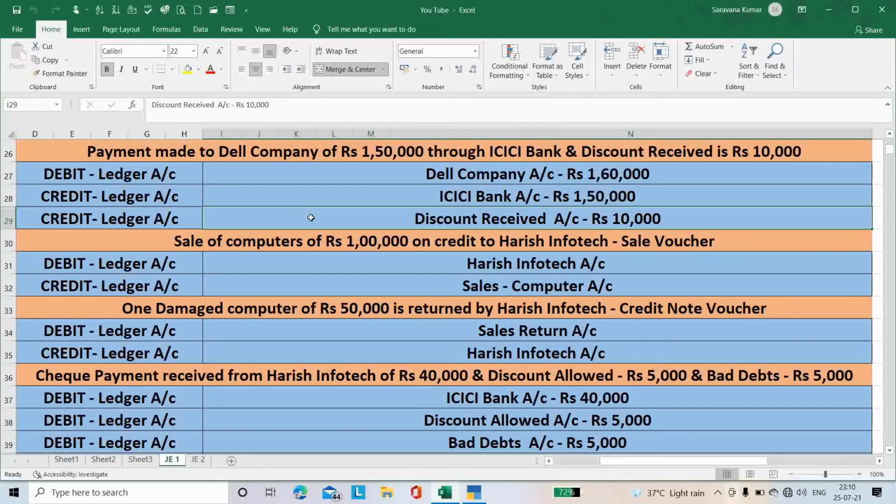Next transaction is payment made to Dell company of rupees 1,50,000 through ICICI Bank and discount received is rupees 10,000. Here the journal entry is debit Dell company value of rupees 1,60,000. Credit is ICICI Bank value is rupees 1,50,000. Next credit is discount received account rupees 10,000.